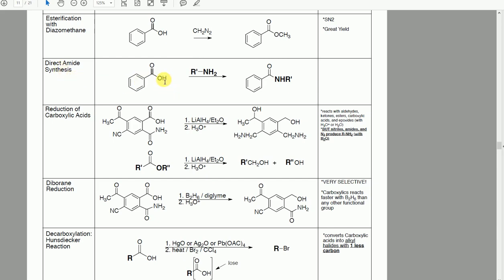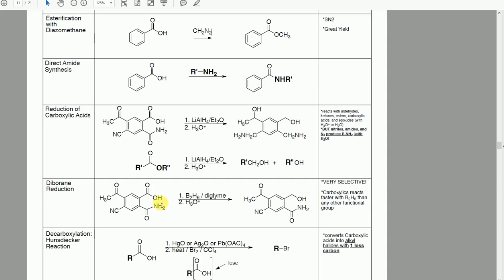Direct amide synthesis: we have a carboxylic acid and a primary amine, and I believe it's totally acceptable to form the amide without the presence of H plus. So no H plus, just adding a primary amine, you can form an amide.